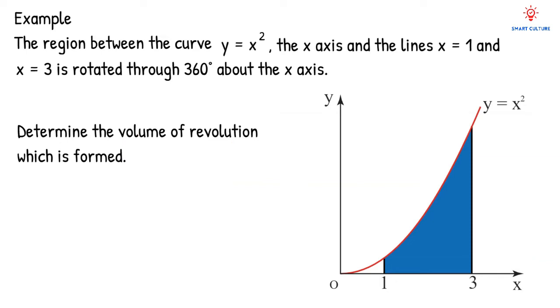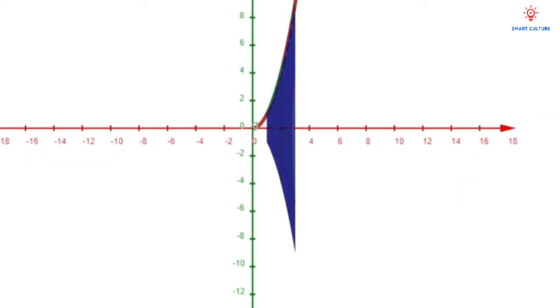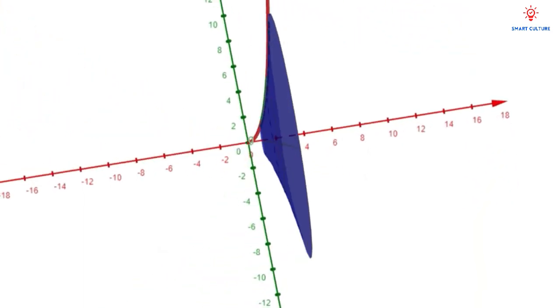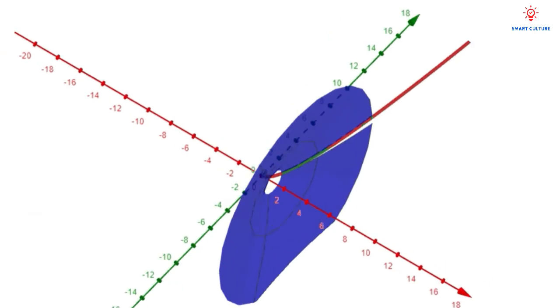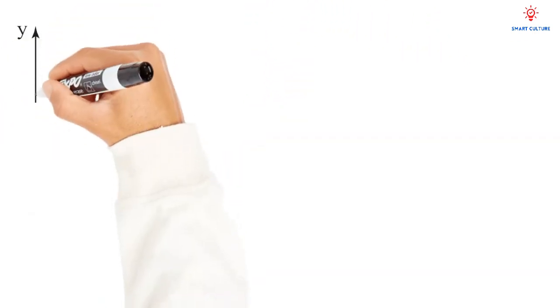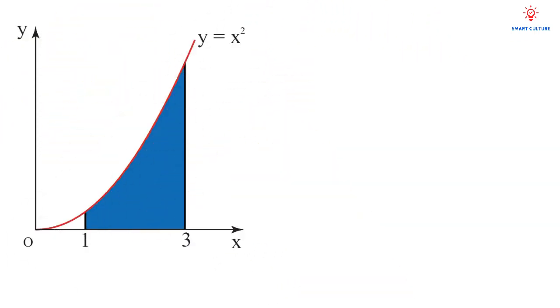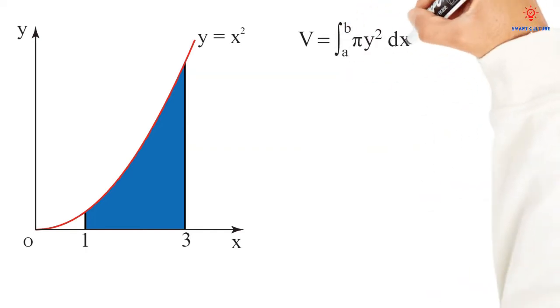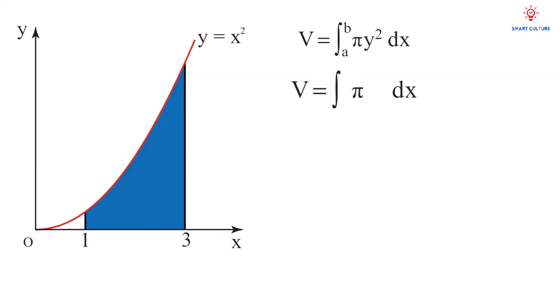So let's visualize this. Let's take a look at the 3D model. So here you can see the volume of revolution. It's always a good idea to start with the formula, so let's write it down. So the volume is equal to the integral from a to b pi y squared dx. Now the value of a is equal to 1 and the value of b is equal to 3.